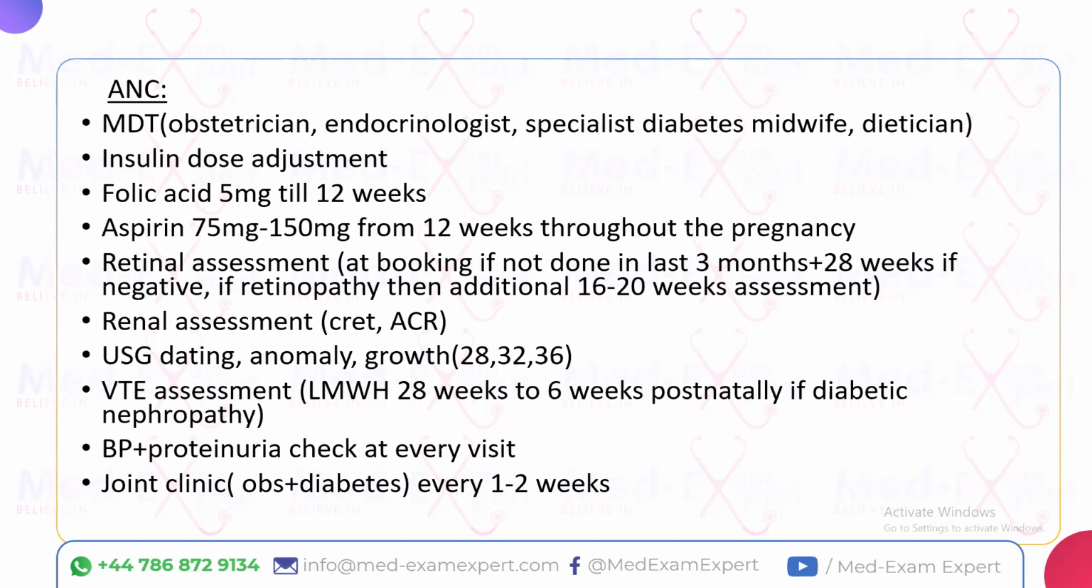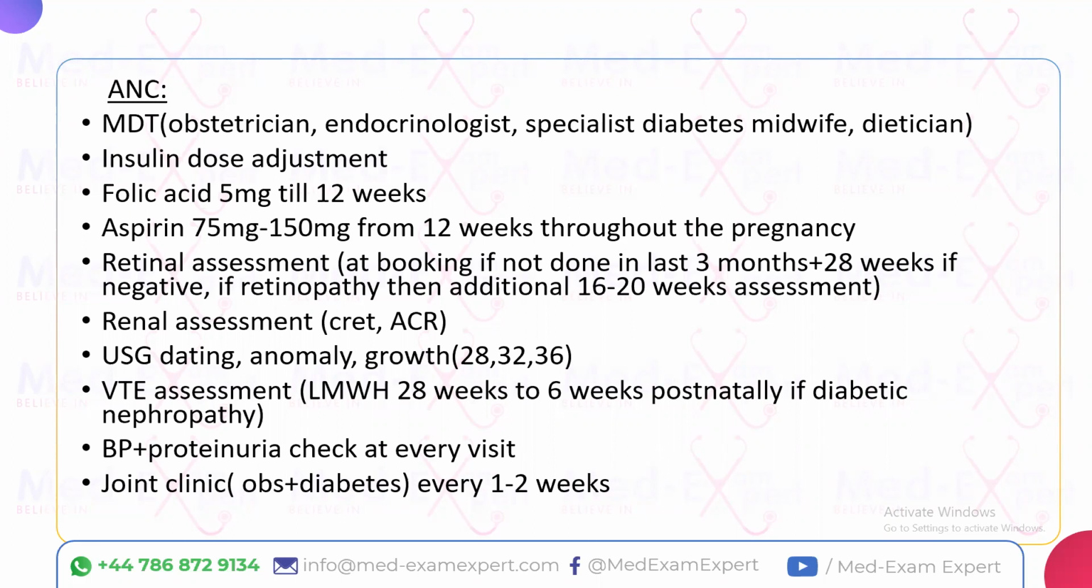So Sabine, the preconception folic acid 5 milligram, and the one that is to be continued until the first trimester. So 5 milligram plus first trimester. What are the indications? History of neural tube defects, diabetes mellitus, and BMI greater than 30. So these are the three indications for up to 12 weeks.